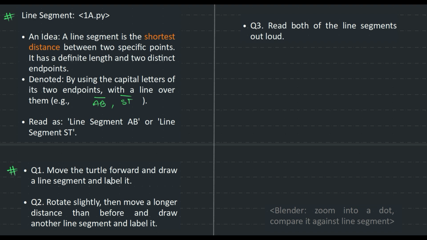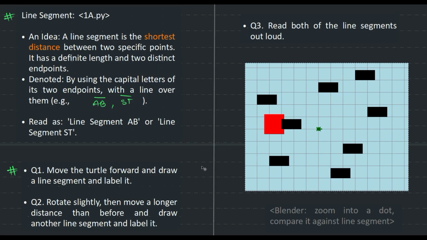This has to do with your game. Let me take this. I think I have the screenshot already. So please pause and have a look at the question. See if you are able to answer. Now, let's see this: move the turtle forward, draw a line segment and label it. Let me actually do that.